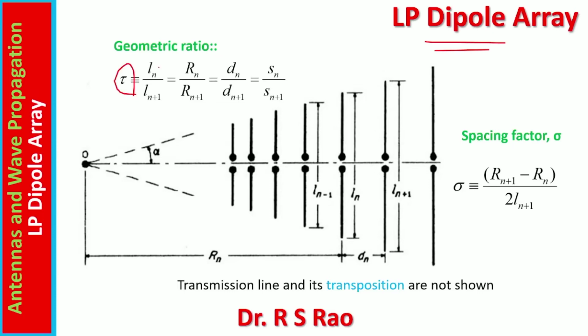Tau, geometric ratio. It is ln by ln plus 1. This is ln plus 1. Rn plus 1. This is Rn. This will be Rn plus 1. Dn plus 1. This is Dn. Naturally, this will be Dn plus 1. Sn plus 1. Spacing factor sigma. Sigma is Rn plus 1 minus Rn by 2 ln plus 1. In this diagram, transmission line and its transposition is not shown here. Here is one parameter alpha. This is also an important parameter alpha.